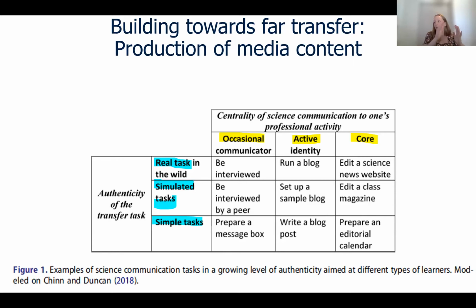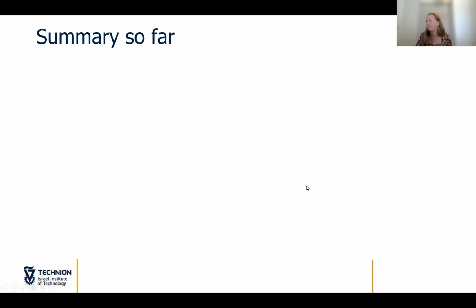But if we go for, I don't know, core professionals, of course, we would choose different tasks. But again, we can start with a simple task like preparing an editorial calendar, have a simulation task like edit a class magazine, but also have a real task in the wild of editing a science news website. And of course, the transfer into real competency in real life would be better and higher if we go for real tasks in the wild in our training.